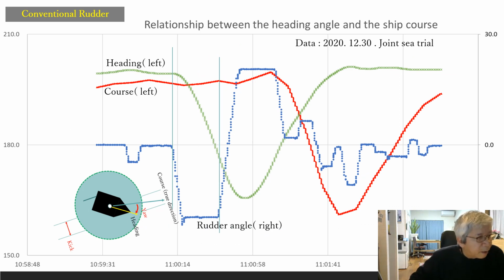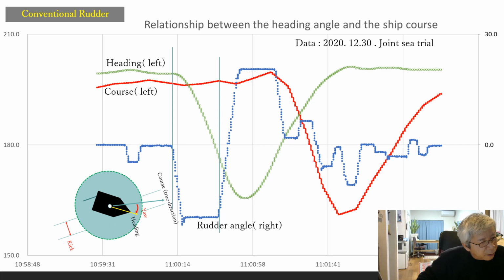So this is the data of the same vessel, a 20-degree zigzag motion test case. This blue line shows the rudder angle. The first rudder is 20 degrees, the second helm is 20 degrees. The green line is the heading. So you can see the heading changes very effectively by the helm.